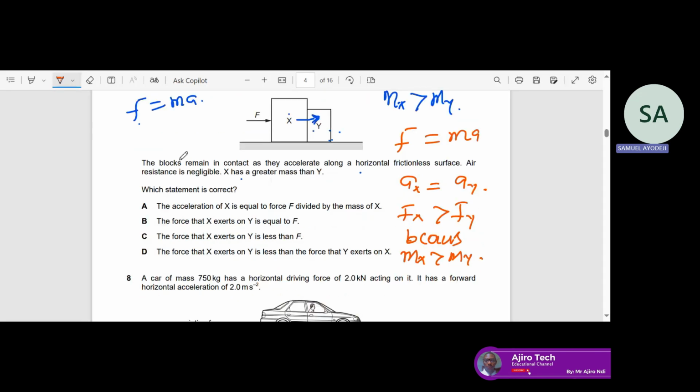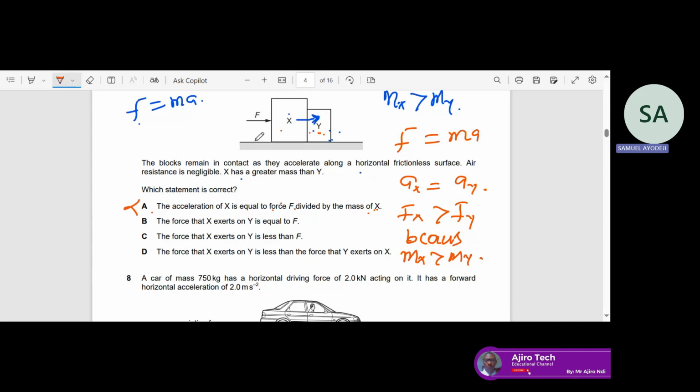So if you use this idea, the acceleration of X is equal to force divided by the mass. And this is correct for only X. But I think we need to compare these two together. Let's see. It's equal to the force divided by the mass of X, which is correct. Or we need to add the two masses together to know what should be the combined acceleration for them. So this is not correct. It's not only X.